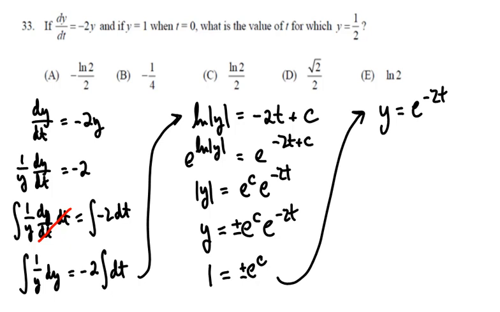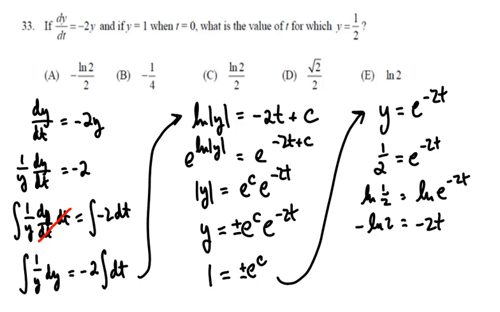Now we want to find the value of t when y is 1/2. So we're going to take the natural log of both sides. We get negative 2t is equal to negative ln of 2, since ln of 1/2 is ln of 1 minus ln of 2. And ln of 1 is 0. And so t is equal to ln 2 over 2, which is c.